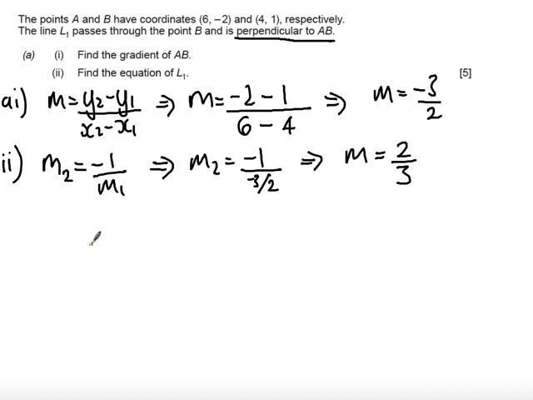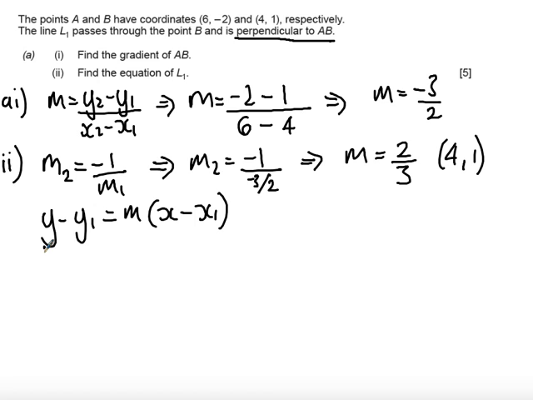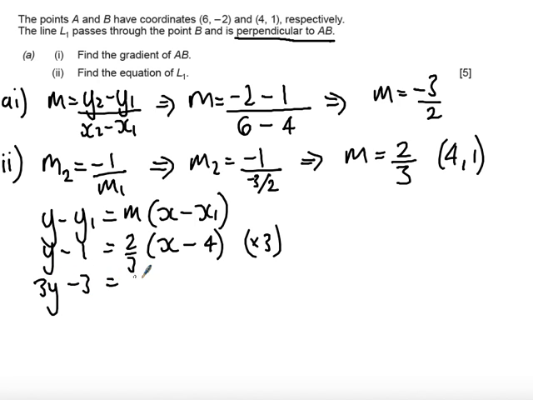so I get m equals 2/3. So we know that the point is (4, 1), and I'm going to use this gradient and point with y minus y1 equals m(x minus x1), so that I get y minus 1 is equal to 2/3 (x minus 4). Multiply everything by 3 so that I don't have to work with fractions. I get 3y minus 3 equals, expanding the bracket on the right hand side, 2x minus 8. Finally I'm just going to add 3 to both sides of the equation, so I get left with the equation 3y equals 2x minus 5.